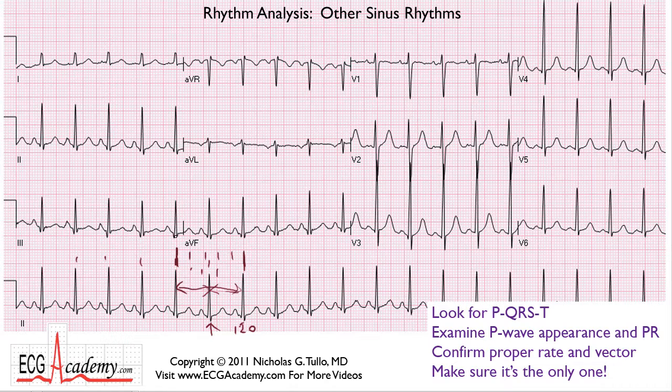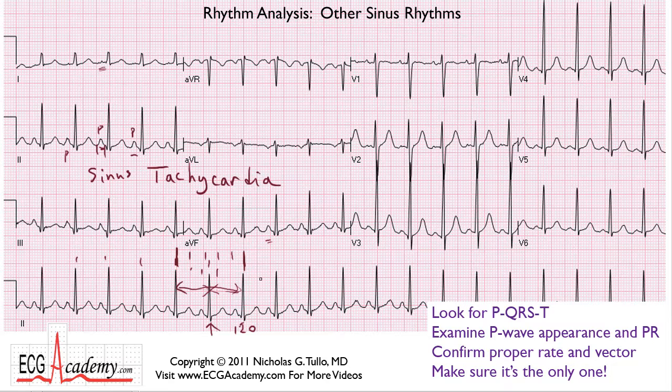We've established a heart rate of 120. There's clearly a nice, healthy-looking P wave in front of every QRS complex. The PR interval looks to be physiologic, probably about 160 milliseconds, just eyeballing it. Is it up in 1? It's a little bit up. It's certainly up in aVF. So it would appear to be a sinus rhythm, but greater than 100 beats per minute, and so this is known as sinus tachycardia. Sinus tachycardia arises from the sinus node, but by definition, it's a heart rate of greater than 100 beats per minute.